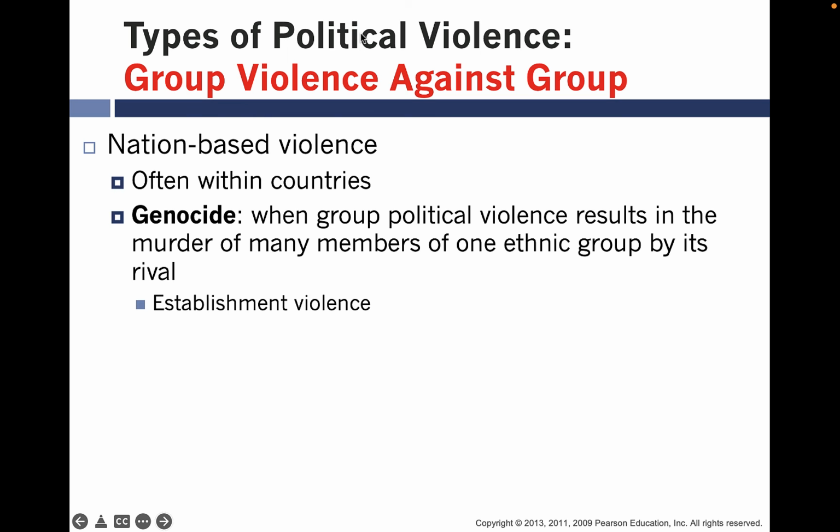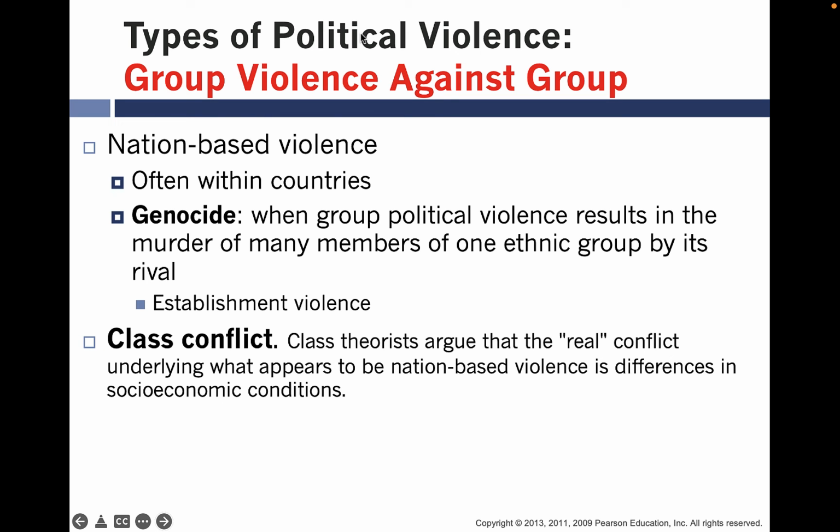Some things there. We also have nation-based violence. You might have, inside a country, aspects of genocide, whether it's Pol Pot in the 70s or Milosevic in the 90s, Syria recently, where there have been accusations, and even what's going on in Chechnya, also in the past, where groups of political violence result in the murder of many members of one ethnic group. So we have this establishment violence against a group of people that are being wiped out, so to speak.